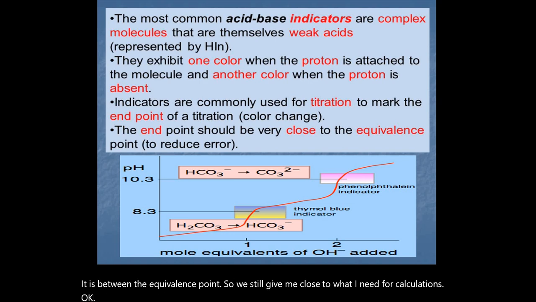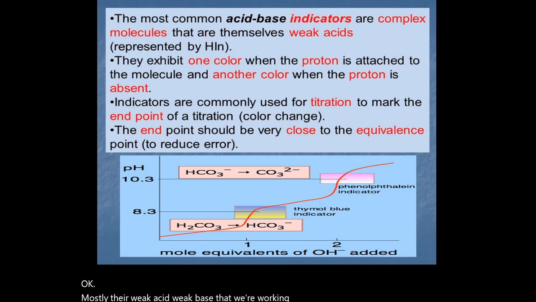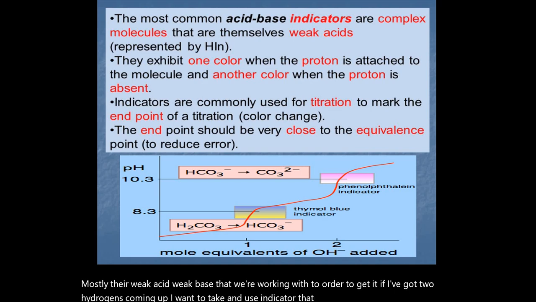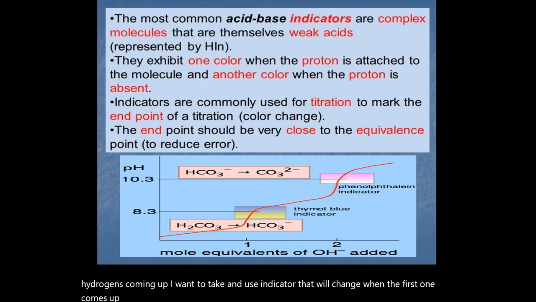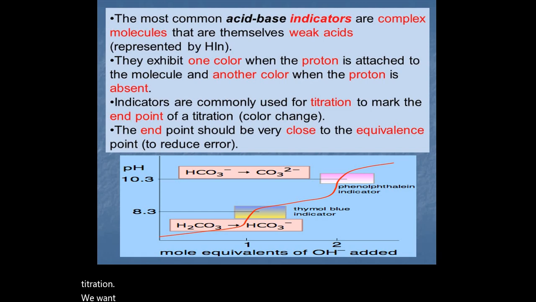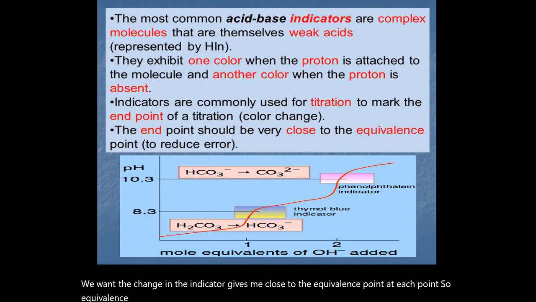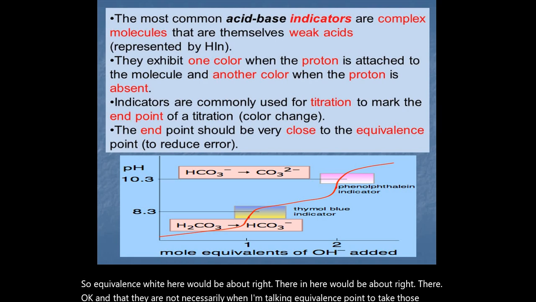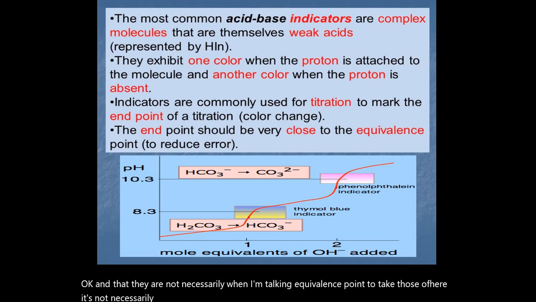Mostly they're weak acid, weak base that we're working with. If I've got two hydrogens coming off, I want to use an indicator that will change when the first one comes off and one that will change again when the second one comes off. So I can do the titration all in one. Okay? We want the change in the indicator again to be close to the equivalence point at each point. So the equivalence point here would be about right there, and here would be about right there. And when I'm talking equivalence point, here it's not necessarily 7, because when you have more than one hydrogen coming off, you're not going to hit 7.